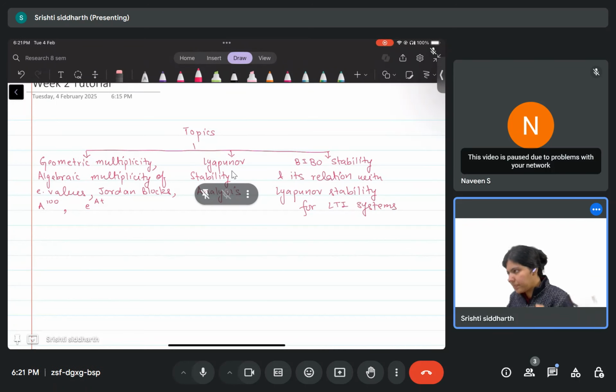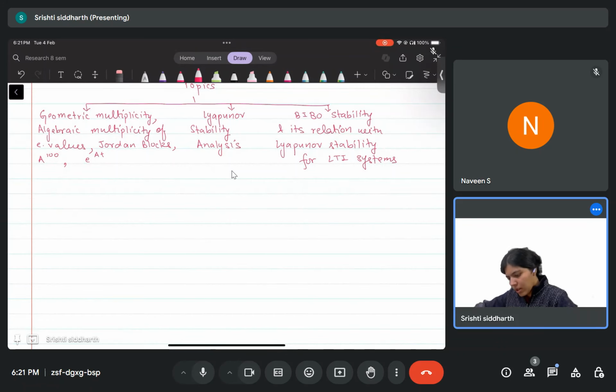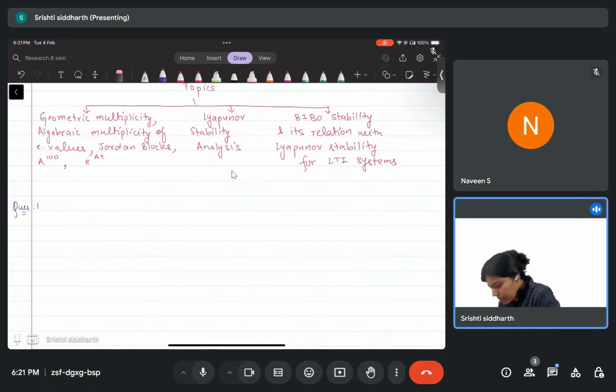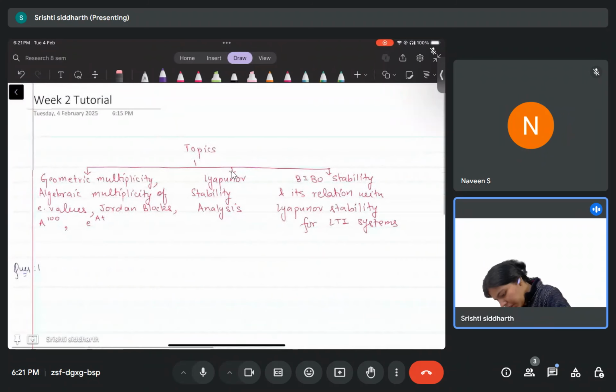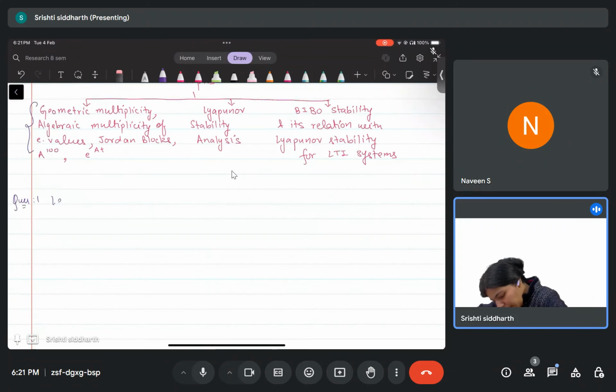Alright, so let's get started. Let's start with a question, and I'll describe these quantities as we progress along the question. We have a matrix, a second order system, the matrix 0, -2, 1, 3. And we have to compute A to the power 100 and e to the power A.